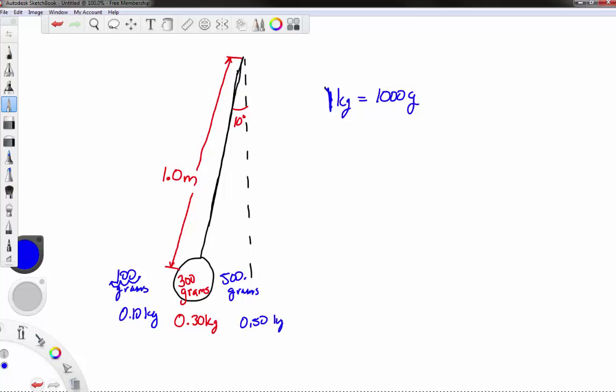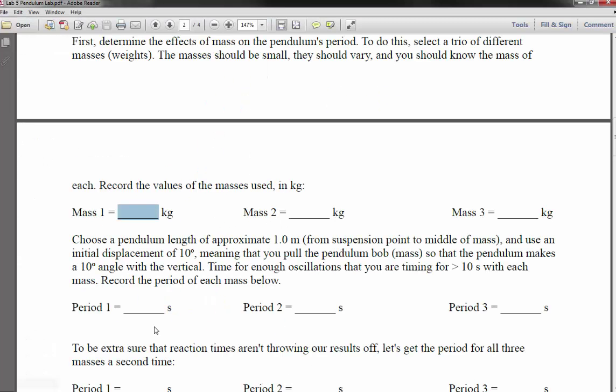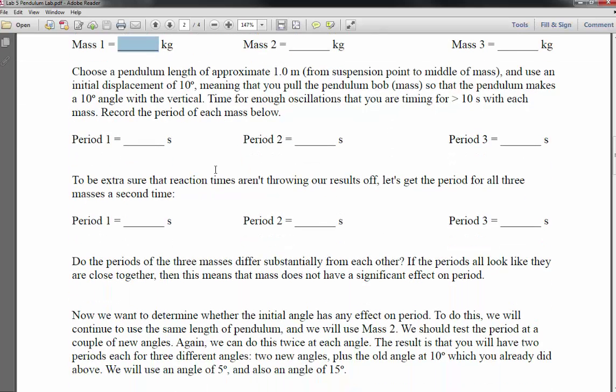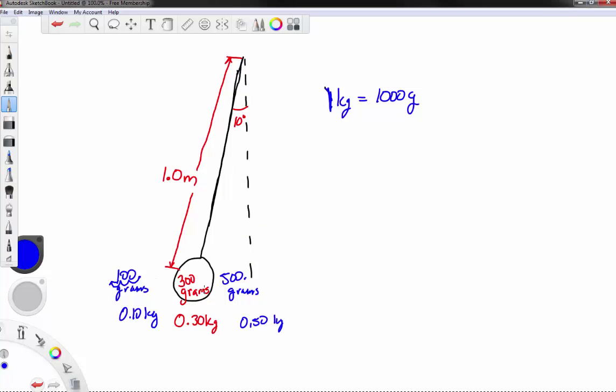Alright, so you do this for the 3 different masses. You get 3 different periods, and you will maybe do this a second time. So repeat period 1, period 2, and period 3. So you'll go back through with 300 grams, 500 grams, and 100 grams and time it a second time.